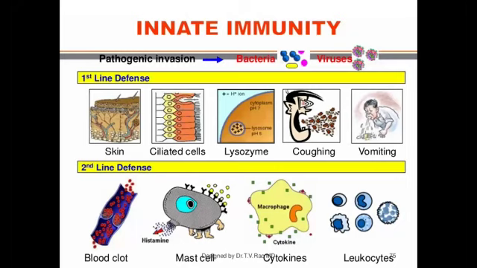And the next is the second line of defense. In the second line of defense, students, there are cells, groups of cells or tissues, and even organs, which protect the body. For example, blood clot, mast cells, cytokines, and leukocytes. So these are the second line of defense.